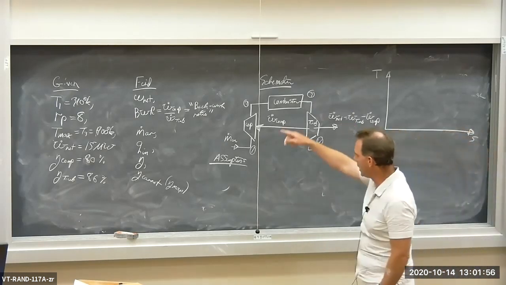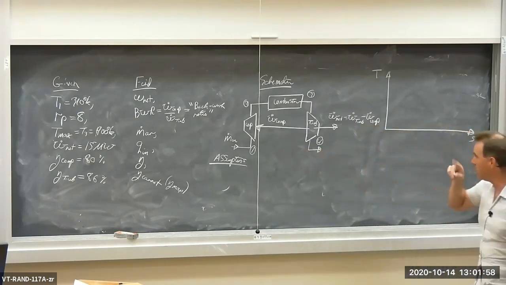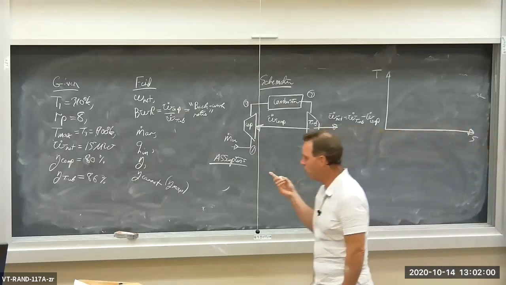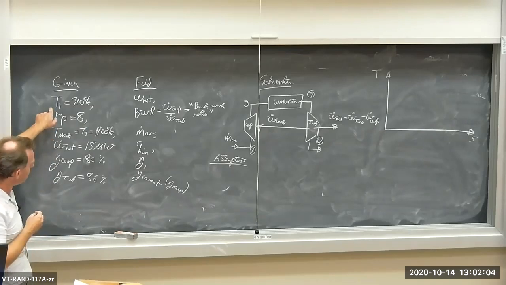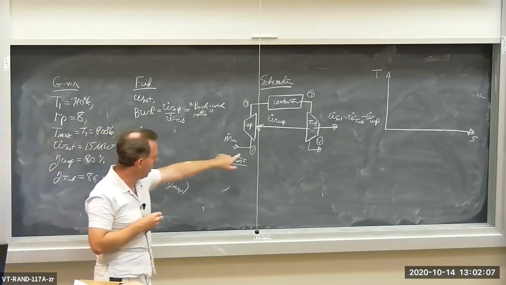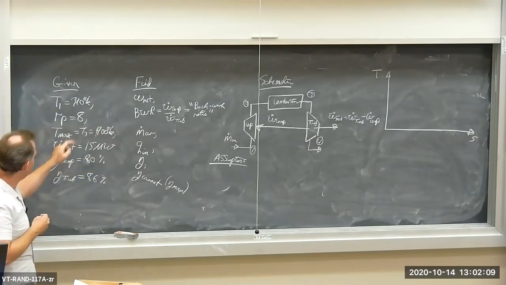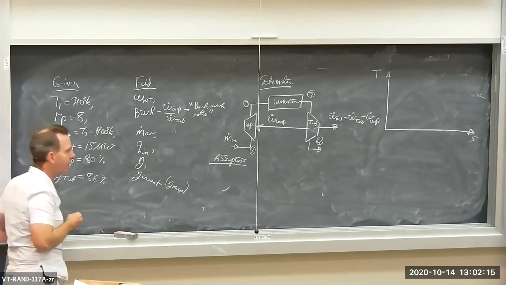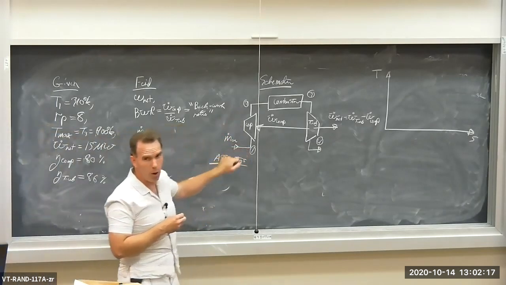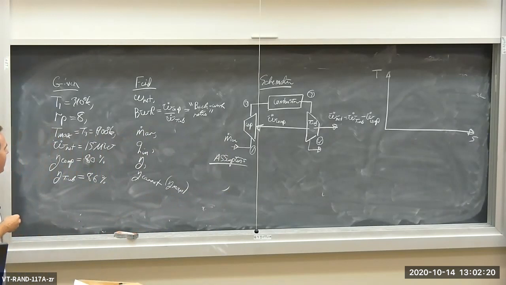This whole thing is the gas turbine. So let me put up the TS diagram here. Well, let's go over the givens first. So we have an inlet temperature into the compressor, T1. We have a compressor pressure ratio, the ratio of P max over P min, or if you like, P2 over P1, that's the pressure ratio, and it is 8.